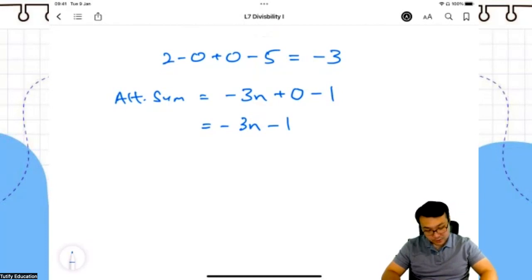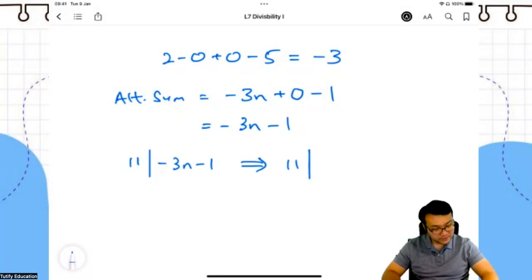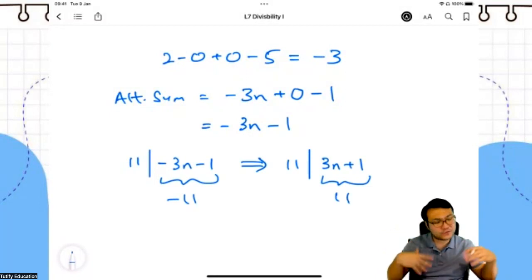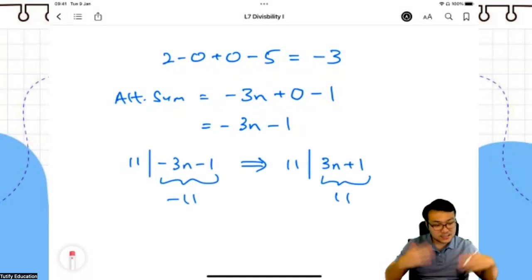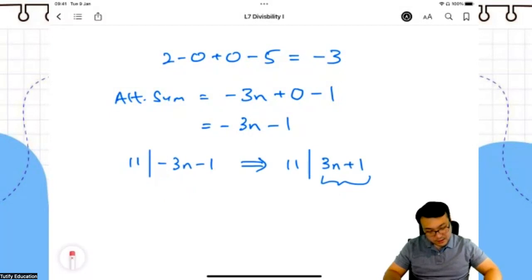Okay, so we know that the number 11 must divide this. But why not we just make our lives easier? Let's just say that the number 11 must divide 3n plus 1. It's the same thing, because if this happens to be -11, then this is just going to be 11. Both of them are going to be divisible by 11. It does not matter whether it's negative or positive, but it's just easier if we get rid of all the negative signs, okay? So now we say that 11 can divide 3n plus 1.